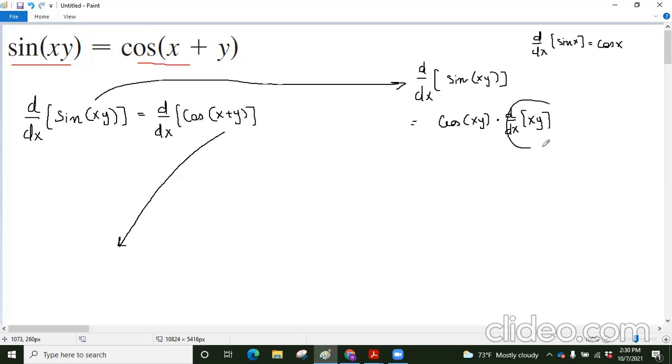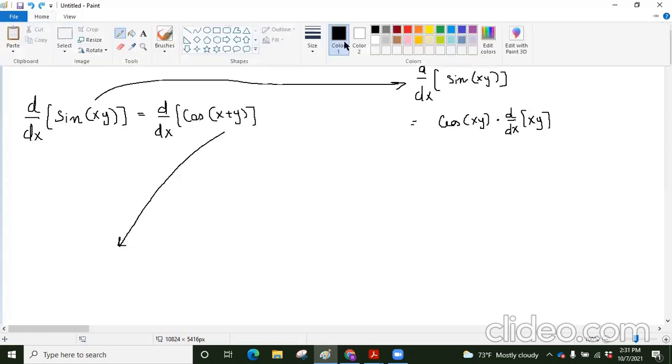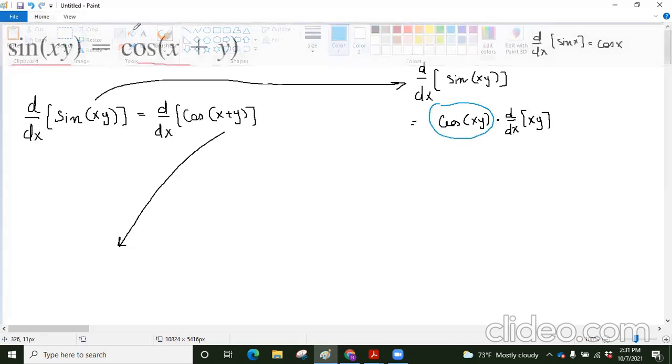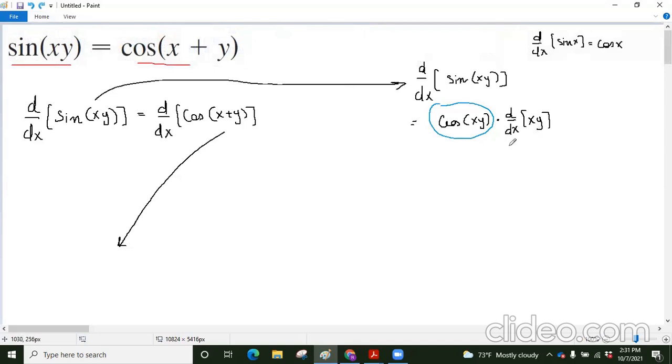Now, this is again a separate problem that you can go off to the side and solve and then come back. But we'll try to keep some consistency here. Remember that cosine of xy is going to stay in your solution. But the basic idea is that we want to take the derivative of x times y now.